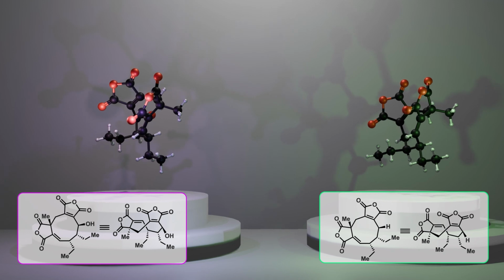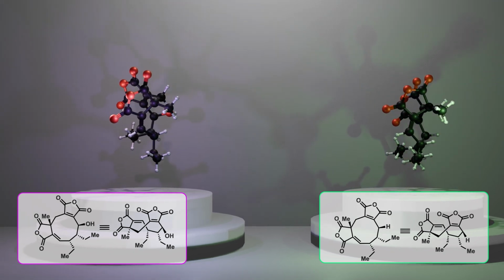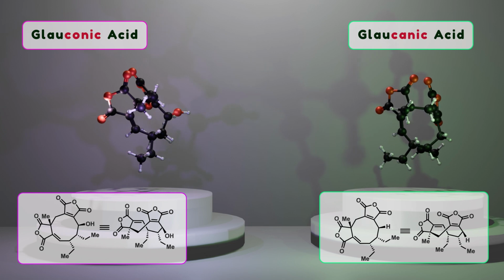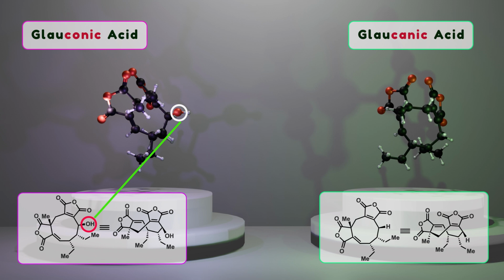Today, I want to shed light on the synthesis route of two fascinating natural products, glauconic and glaucanic acid. The only difference between these two structures is the presence of a hydroxyl group in glauconic acid, which makes the synthesis pathway slightly different in the final steps.